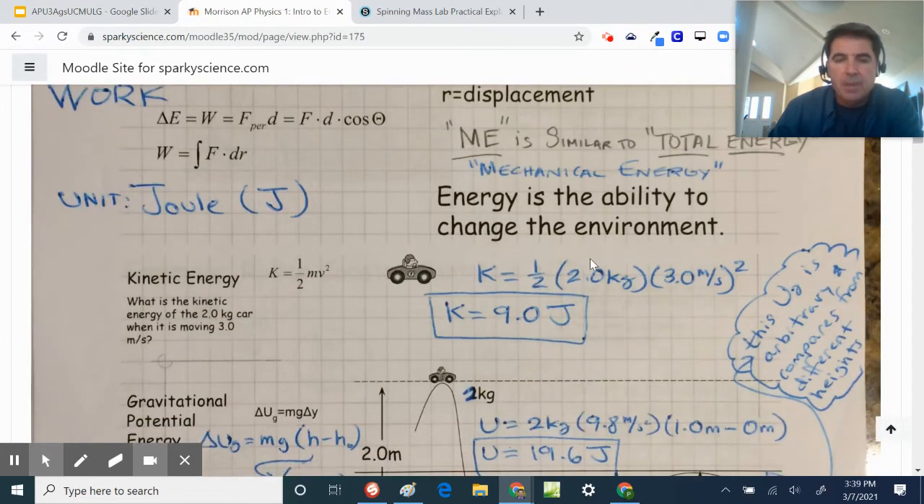Okay, so just basically speaking, here is a 2-kilogram car. It's moving 3 meters per second. K equals 1/2 mv squared. So 1/2 times the mass times the velocity squared gives you 9.0 joules.